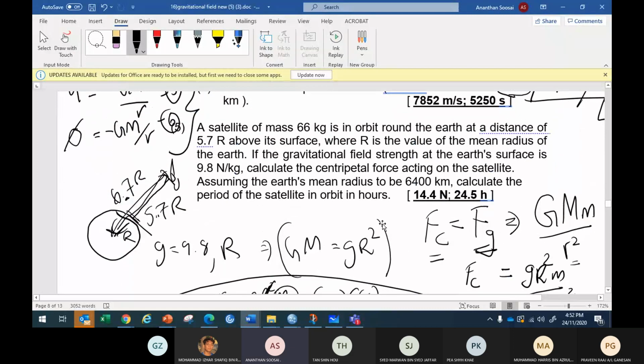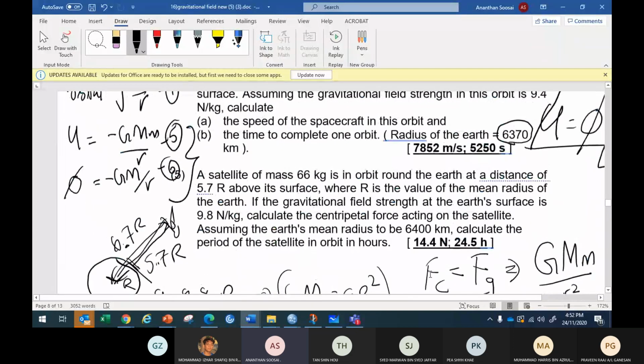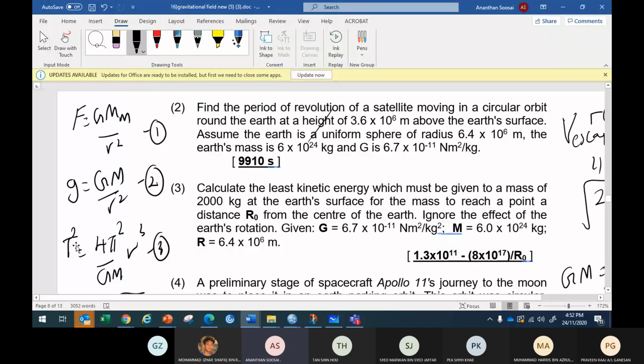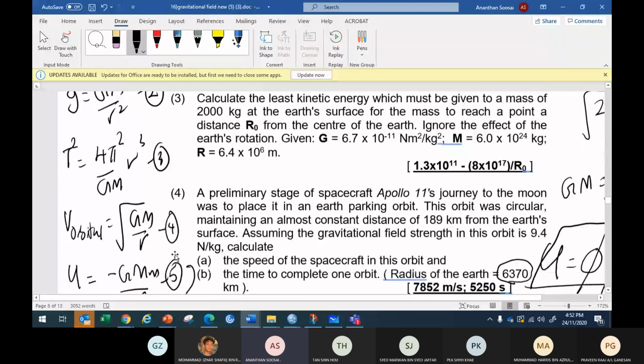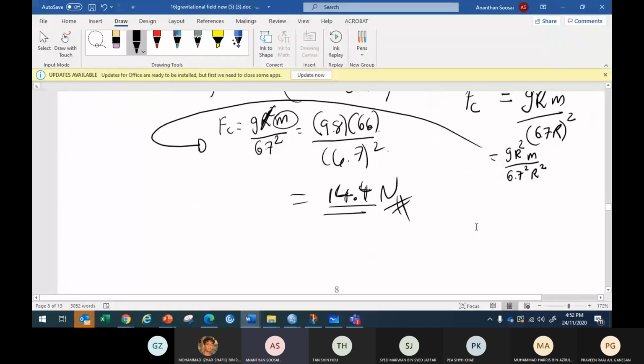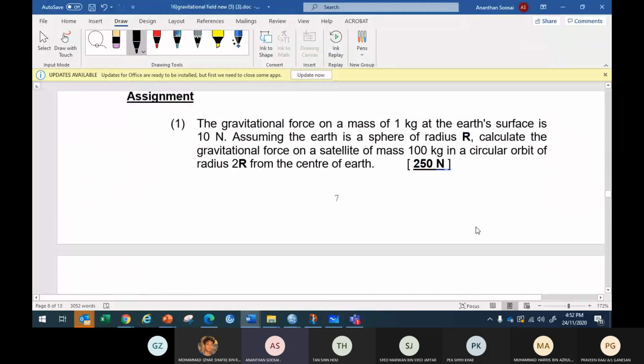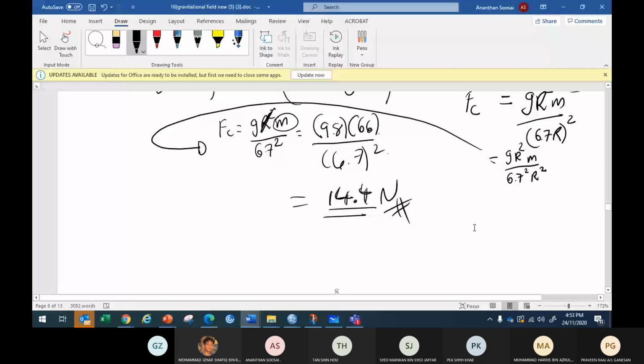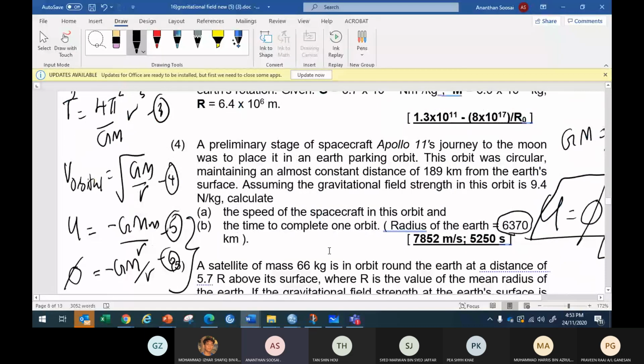Next, calculate the period of the satellite in orbit in hours. Okay, how do you find the period? Which formula to use? Of course, number 3. Use this formula: T squared equals 4 pi squared over GM, times R cubed. Again, GM replaced with gR squared. The R at the bottom and the R on top are not the same. R at the bottom is the radius of the Earth. R on the top is the orbital distance. You substitute, you should get the answer in seconds, then change to hours. Divide by 3,600, you should get 24.5. So this is one example for you for the assignment, for the gravitation. So I believe you can find the period. Just use the third formula.